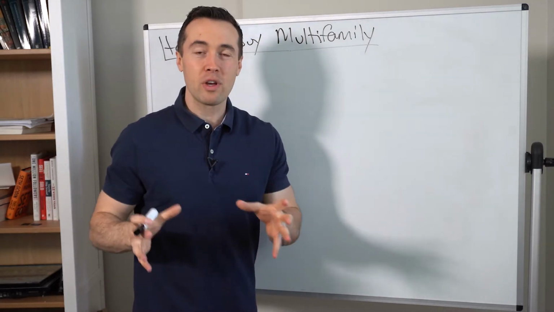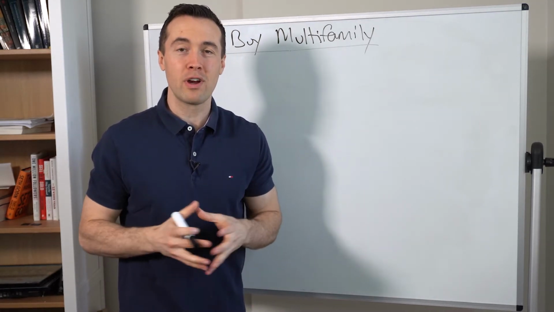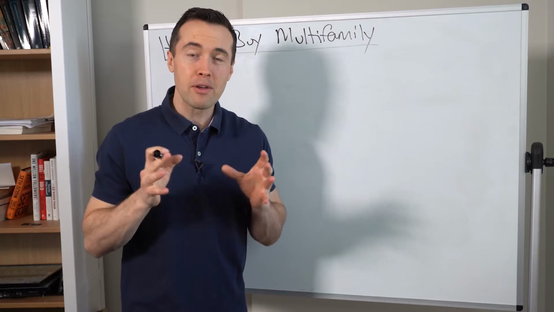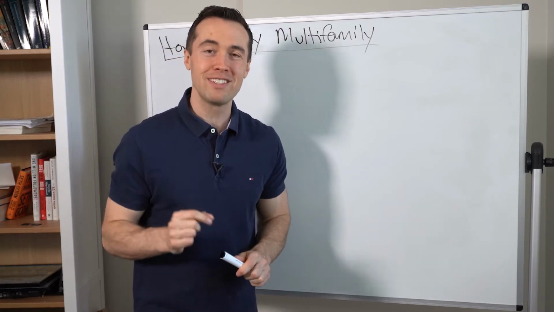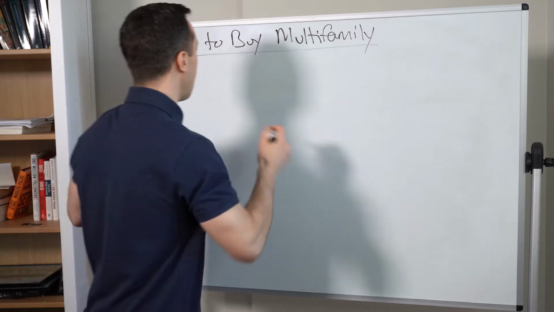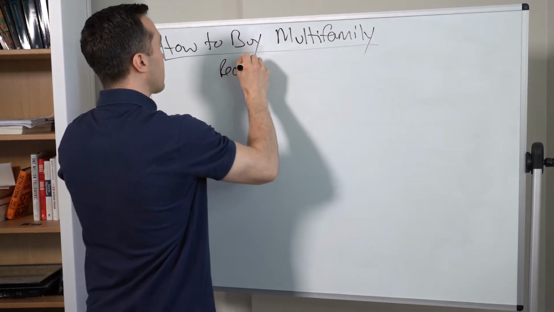And before we get going on the nuts and bolts, it's really important for us to recognize the four components of every single real estate deal. You cannot do a real estate deal without these four things. And I call this the real estate matrix.